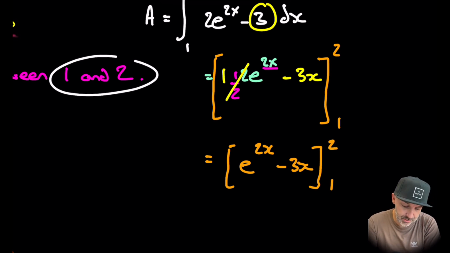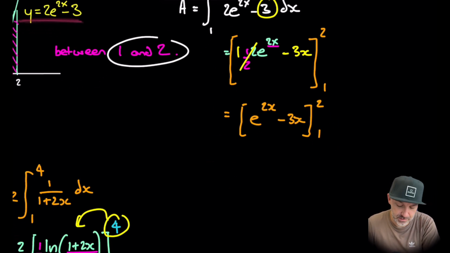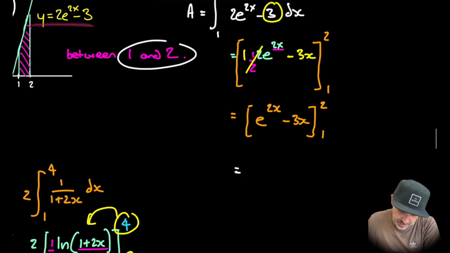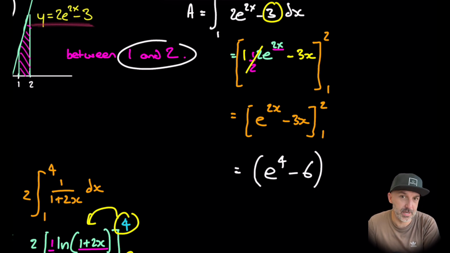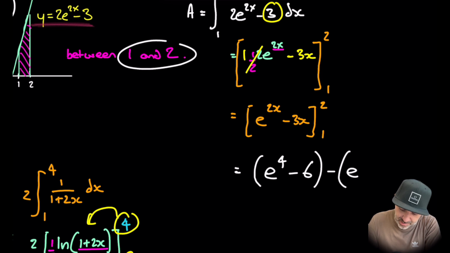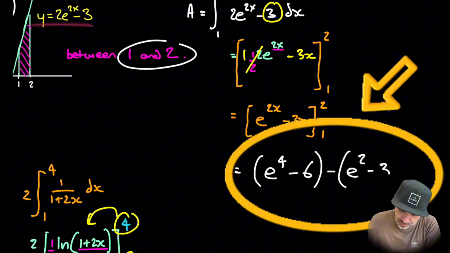Now let's go ahead and substitute 2 and 1 into this. When we substitute 2 in, we will get e to the 4 minus 6, close bracket. Remember, you have to plug it into both of those. And then minus, and we plug 1 into this, it'll be e squared minus 3.